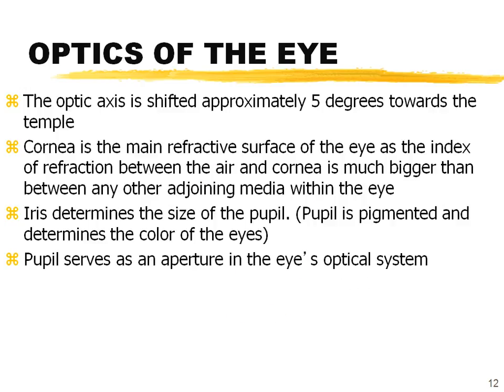Now, your eyes' optic axes are actually not parallel to each other. They converge at a point in front of us, and the optic axis is offset towards the temple. It's a 5-degree offset towards the temple. The cornea itself forms the main refractive structure for us, and has a very high index of refraction. It's in fact almost equal to water.